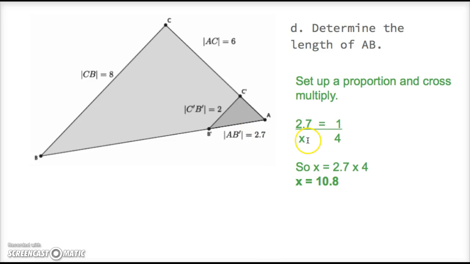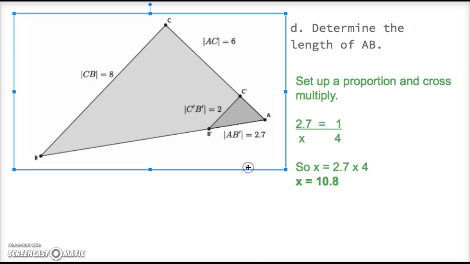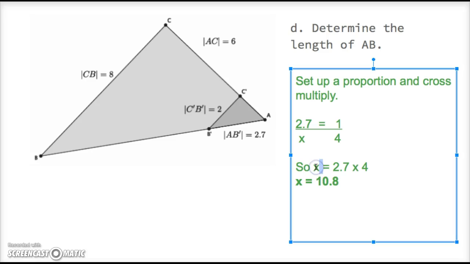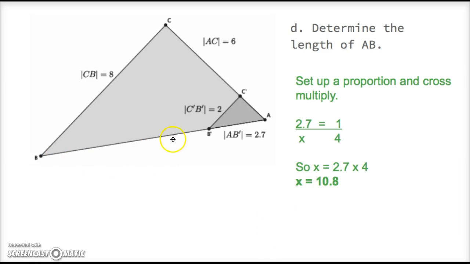And then I'm going to set that equal to my scale factor, which was 1/4. I pulled that from these two sides right here, the parallel sides. So once I do that, then I can cross multiply, just multiply diagonally. So x times 1 is just x. And then I'm going to multiply 2.7 times 4, and you end up getting 10.8. So the length of AB, which is what we were trying to figure out, this entire length right here, would be 10.8.